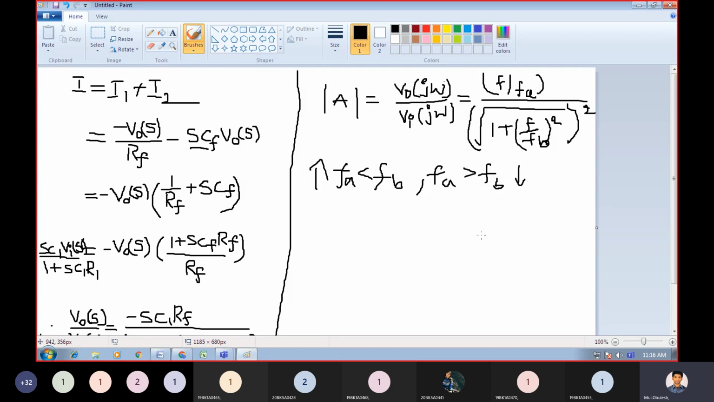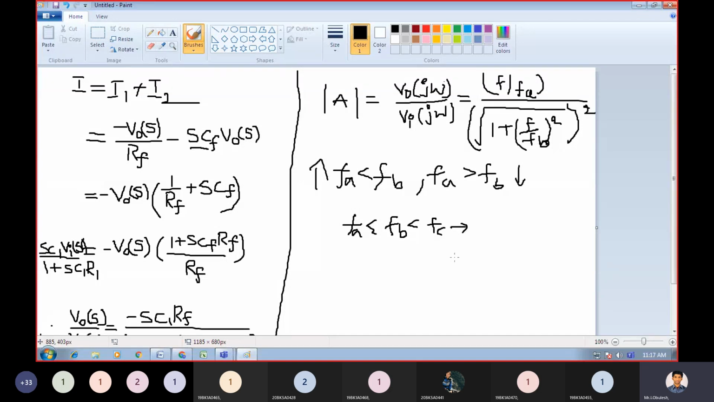So the value of FB should be selected such that FA is less than FB is less than FC, where FC is the unity gain bandwidth. This is the unity gain bandwidth.